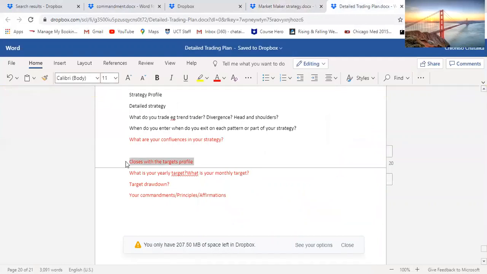Close the trading plan with your target profile. The next section of your trading plan should have a targets profile. Roughly, what is your target? What's your yearly target? What's your monthly target? I would suggest that for beginners, aim for 35% a year.